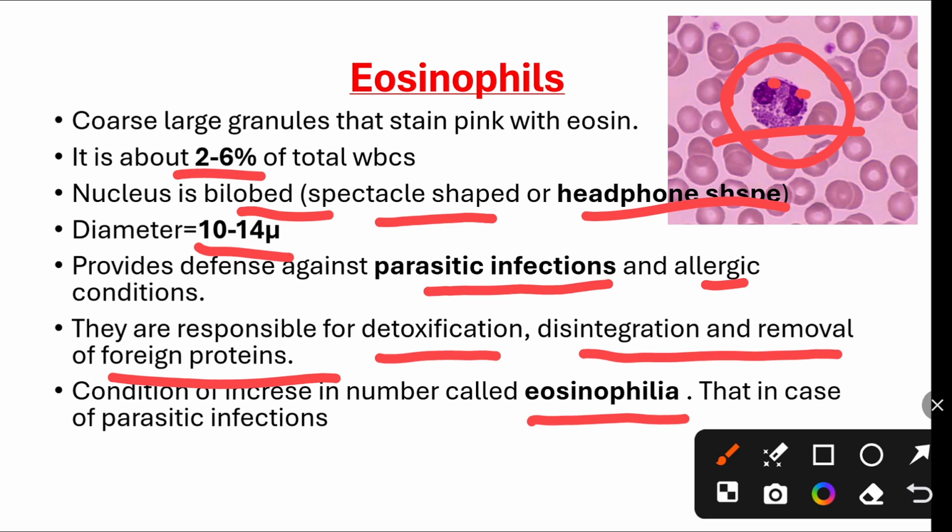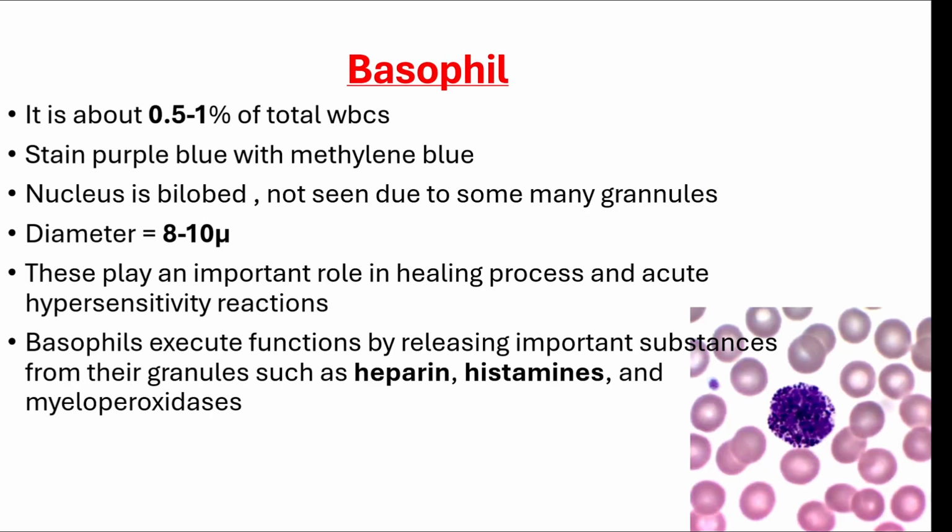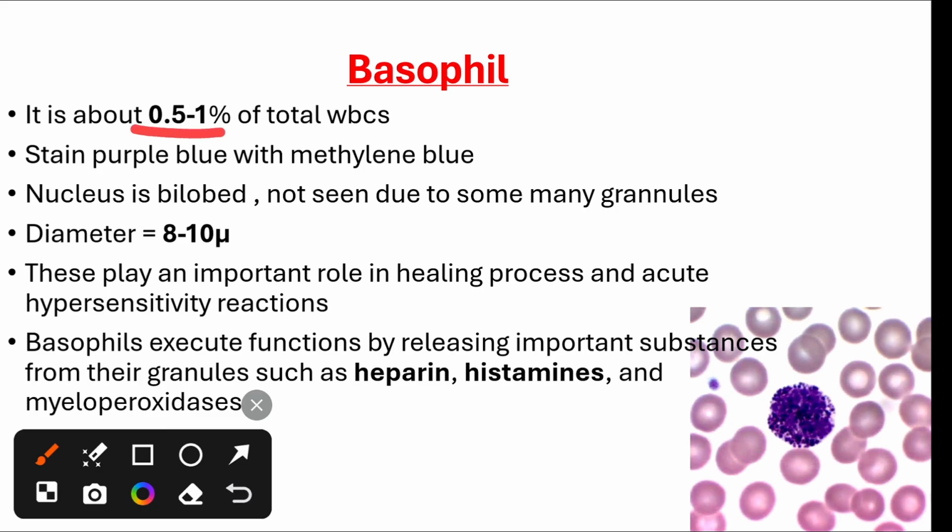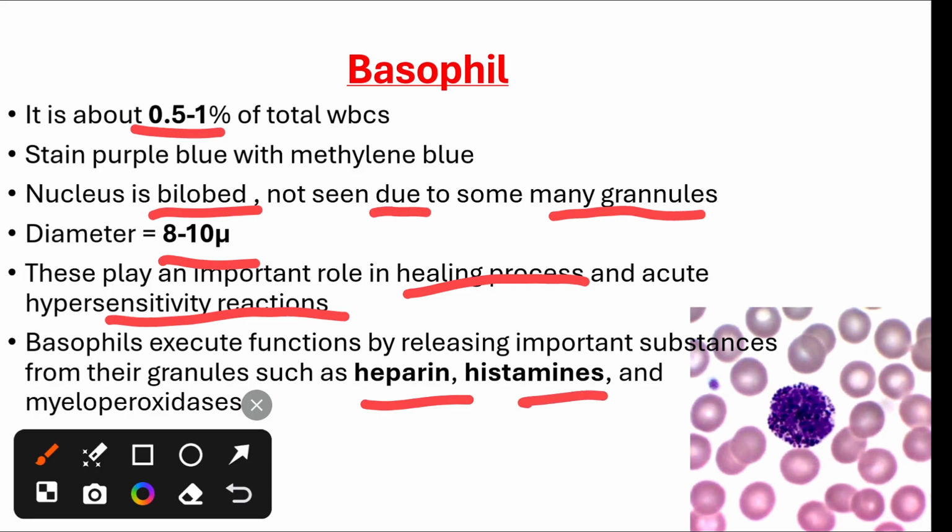Then basophil. It is about 0.5 to 1% of total WBCs. It stains purple blue with methylene blue. Nucleus is bilobed. It is not seen due to the so many granules. Its diameter is 8 to 10 micrometer. These play an important role in the healing process and the acute hypersensitivity reaction. The basophils execute functions by releasing important substances from the granules such as heparin, histamine, and myeloperoxidase.